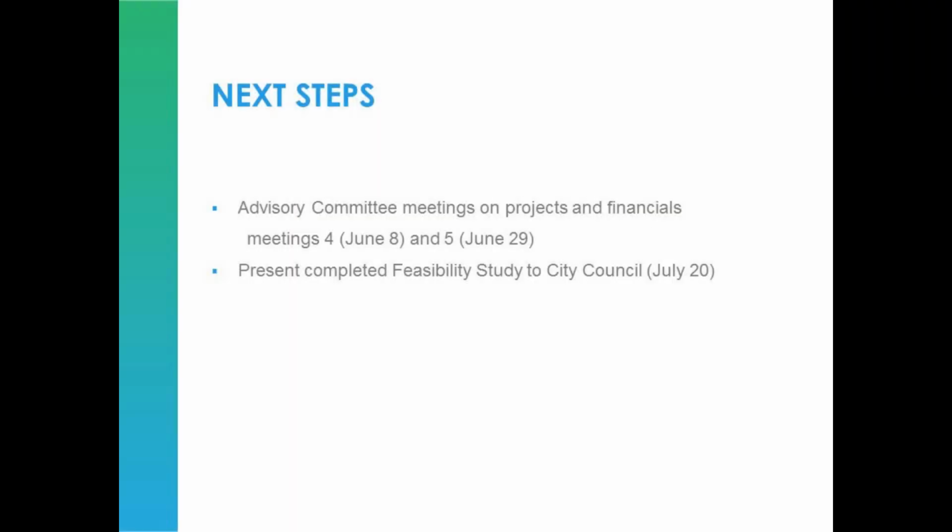The next steps in the planning process for the City of Newberg are for the Citizens Advisory Committee to continue review and provide input on the planning process, with meetings scheduled for June 8th and June 29th. The city will continue to provide information on the city website and to plan for community input. The feasibility study will be presented to the City Council on July 20th.